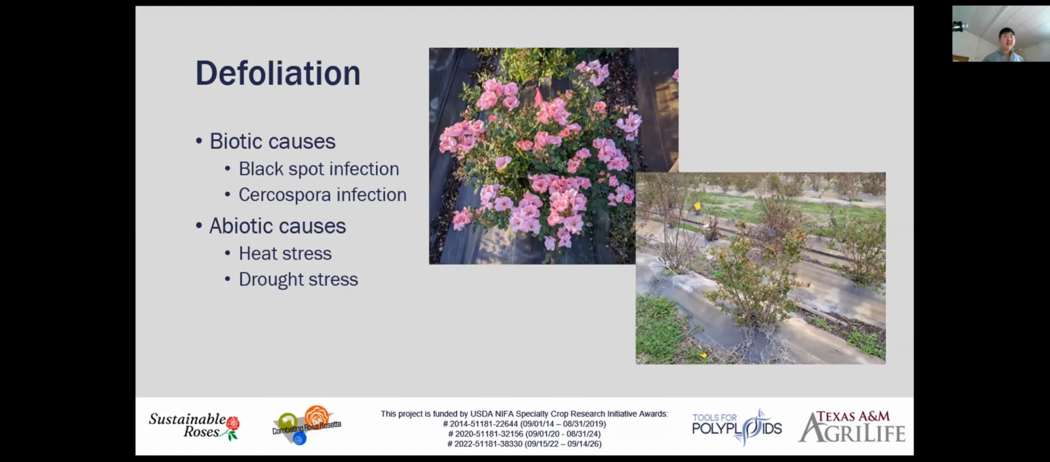Defoliation can be caused by biotic causes, mainly black spot, and I guess literature says Cercospora, and by abiotic causes, mainly heat stress and drought stress. So we aim to try to study those.